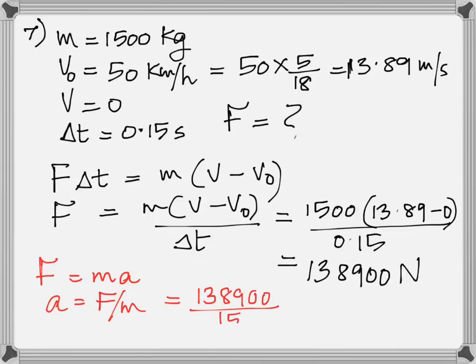So force is mass times acceleration. So acceleration is force divided by mass. Put those numbers. 138,900 divided by 1500 gives you 98.6 meter per second squared. Actually, it's supposed to be negative, isn't it? Because it's an opposing force. Because it's slowing down. Isn't the car slowing down? So it's supposed to be negative. So kindly put a negative for that force, and also put a negative for your final acceleration, please.